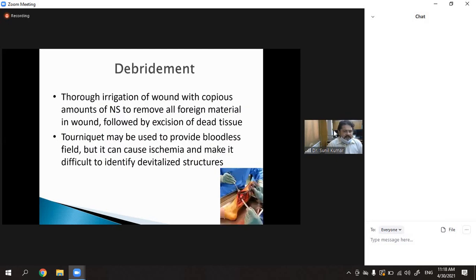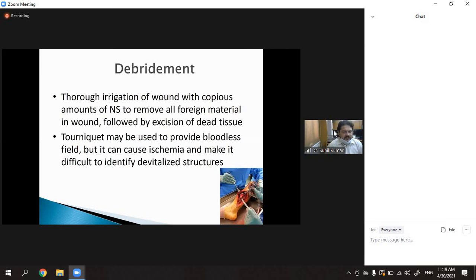In open fracture, debridement is necessary. The first step is a thorough irrigation of the wound with a copious amount of normal saline to remove all foreign materials in the wound, followed by excision of dead tissue. This is the basic principle of wound debridement, starting from the thorough irrigation. We can use as much normal saline as needed, up to 10 liters, to wash the wound to remove any foreign body, dust, or particles, along with excision of all dead tissue, which is part of the debridement.